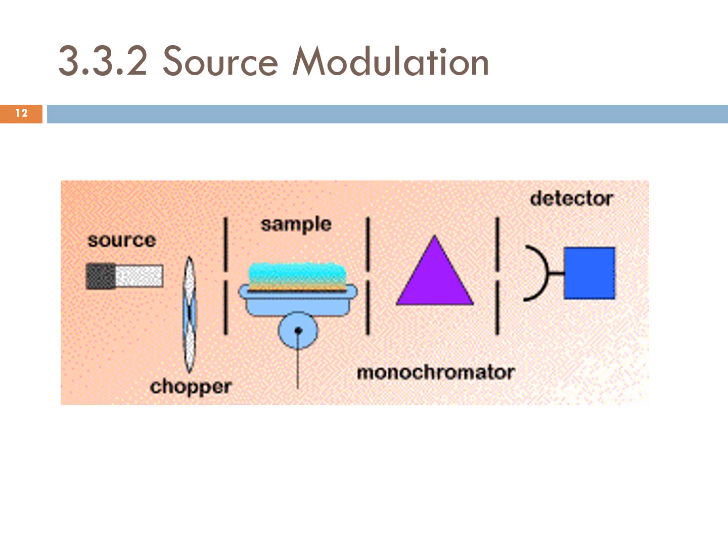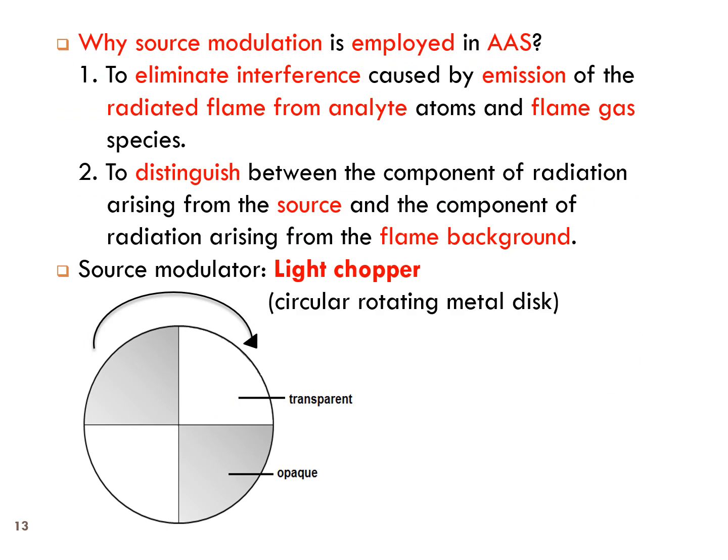Okay, source modulation here is the chopper. The chopper is to eliminate interference from the flame, which may come from the analyte and also from flame gas species. It eliminates interference because what we want is the absorbed radiation from the metal, from our source. It can also differentiate the component of radiation that arises from the source and the component of radiation that arises from the flame background.